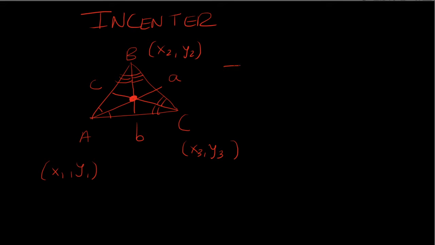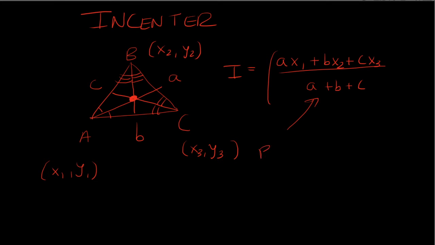So the incenter, we'll call it the I, will be A, so the length of BC in other words, times x1 plus B times x2 plus C times x3 all over A plus B plus C. So the A plus B plus C, that's really the perimeter of the triangle.